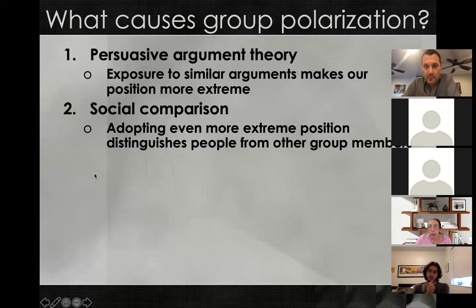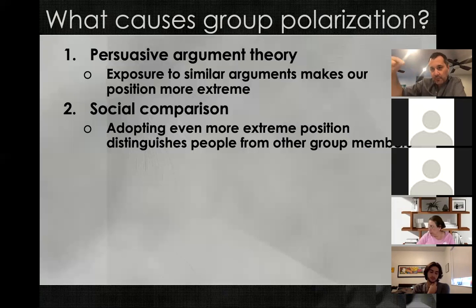A second reason why we tend to see group polarization is due to what we've seen before in this class, social comparison. If you recall, social comparison is the process whereby we learn about ourselves by comparing ourselves to other people. So let's say that I'm against the death penalty. That's one way that I define myself. It's part of my self-concept. I am against the death penalty.